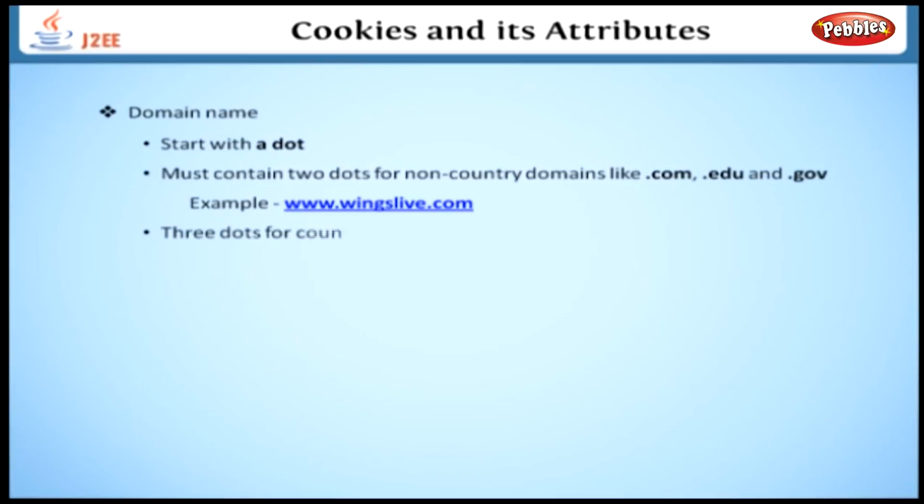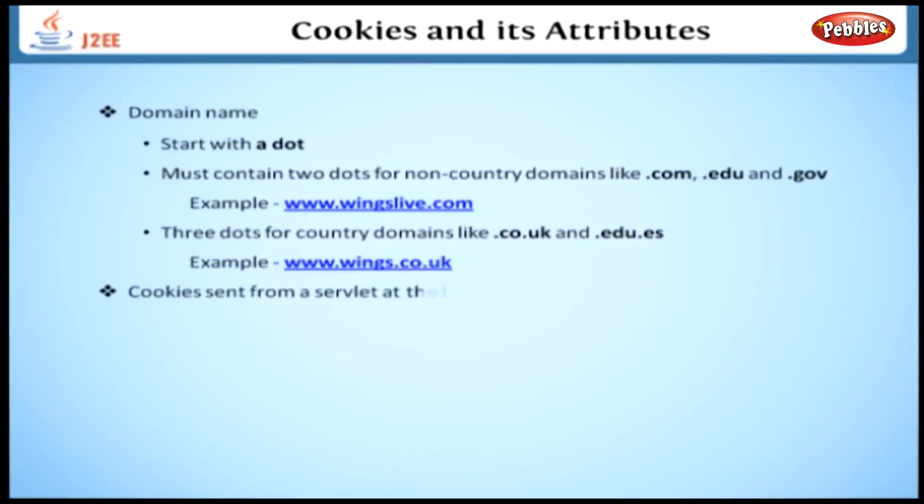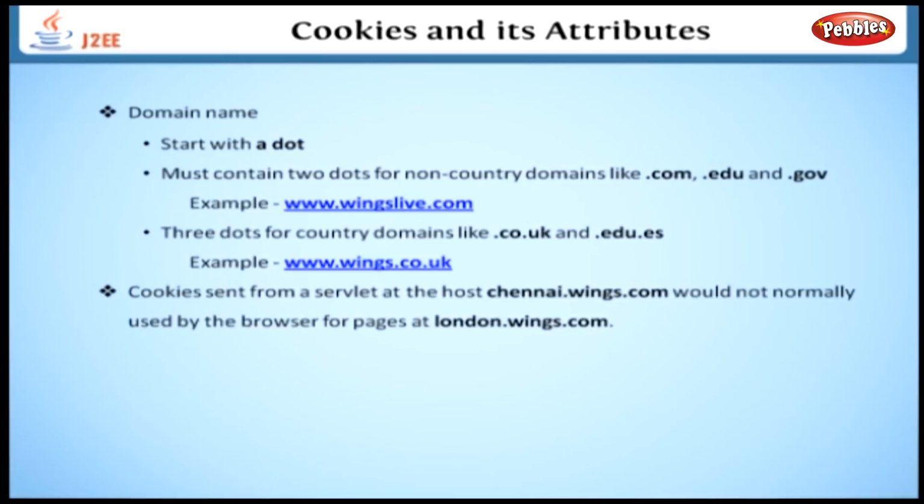www.wingslive.com, and 3 dots for country domains like .co.uk and .edu.es, for example, www.wings.co.uk. For a better understanding, cookies sent from a servlet at the host chinny.wings.com would not normally be used by the browser for pages at london.wings.com. If the site wanted this to happen, the servlets could specify like this.